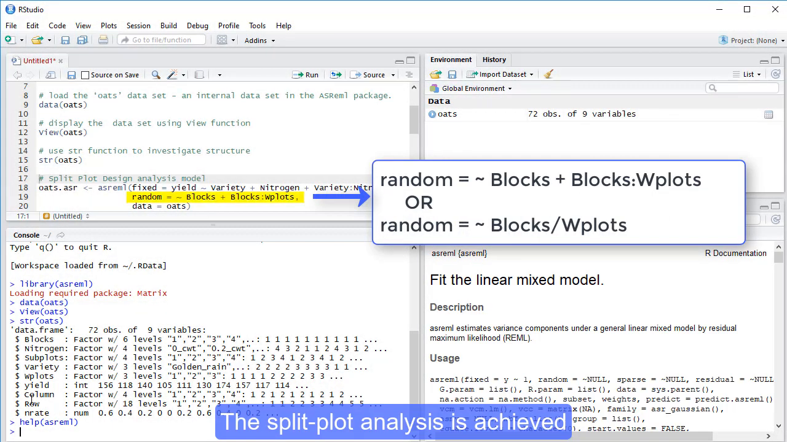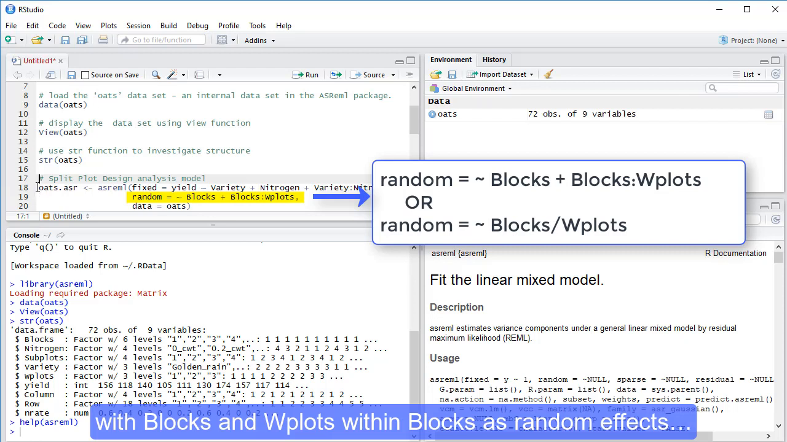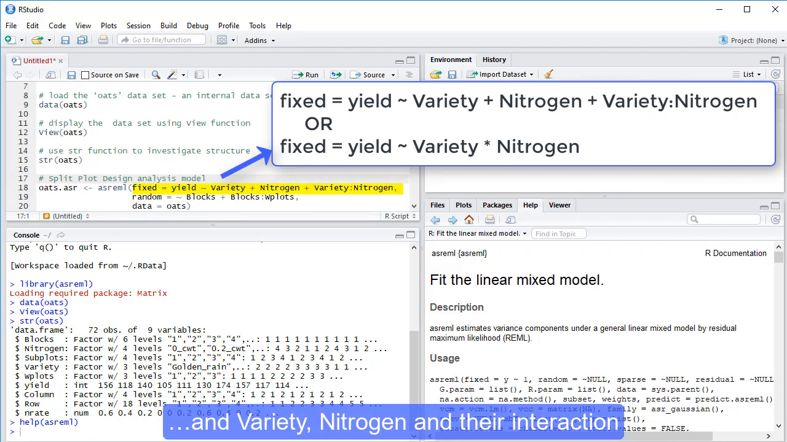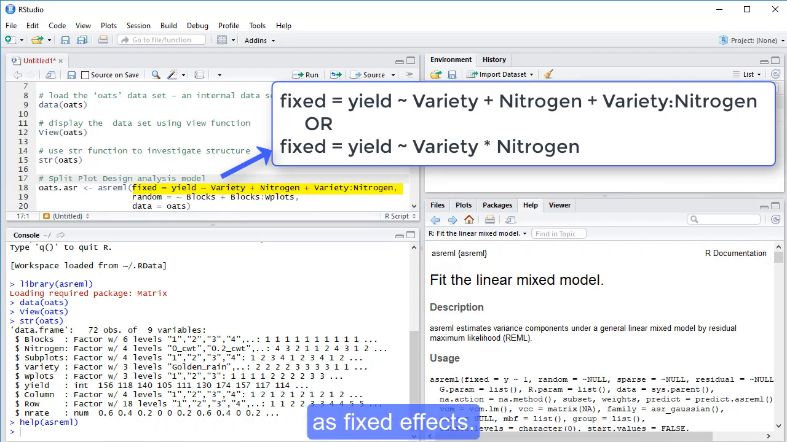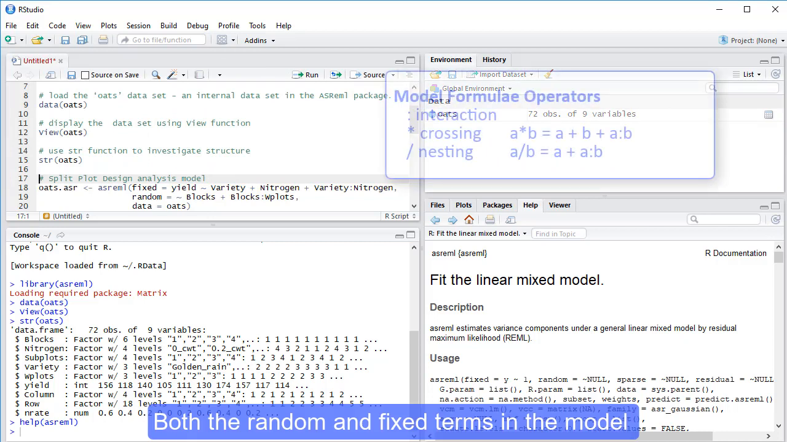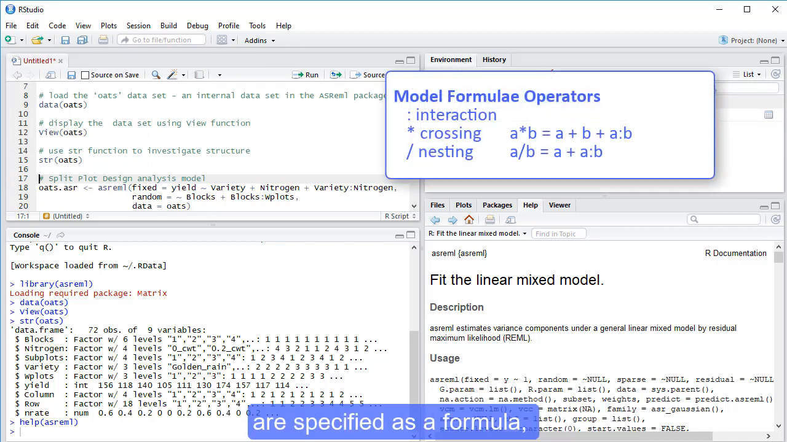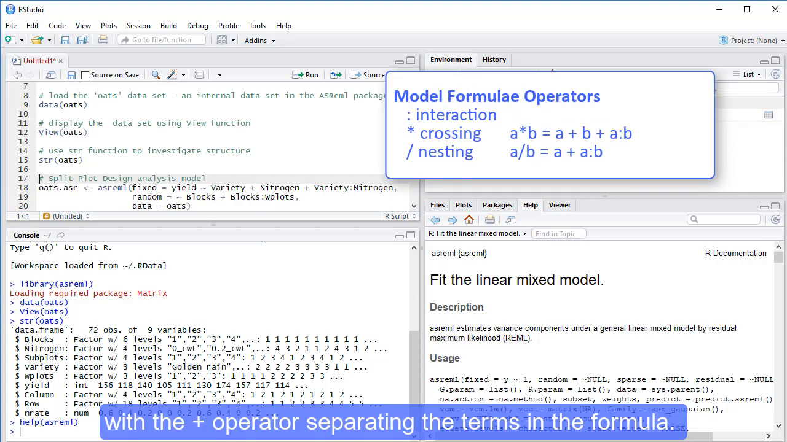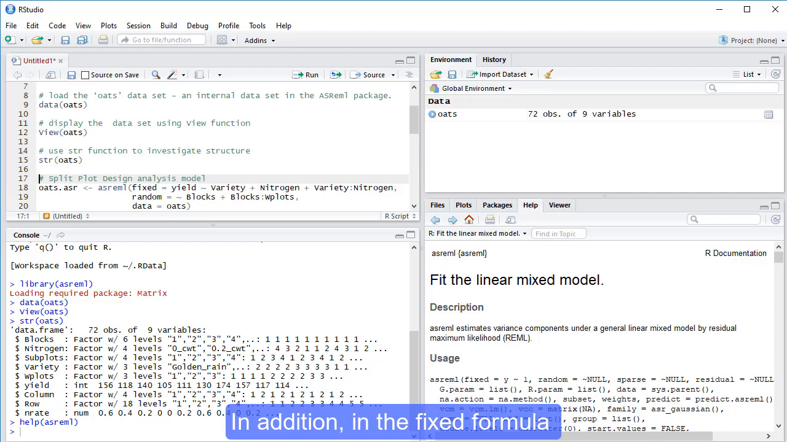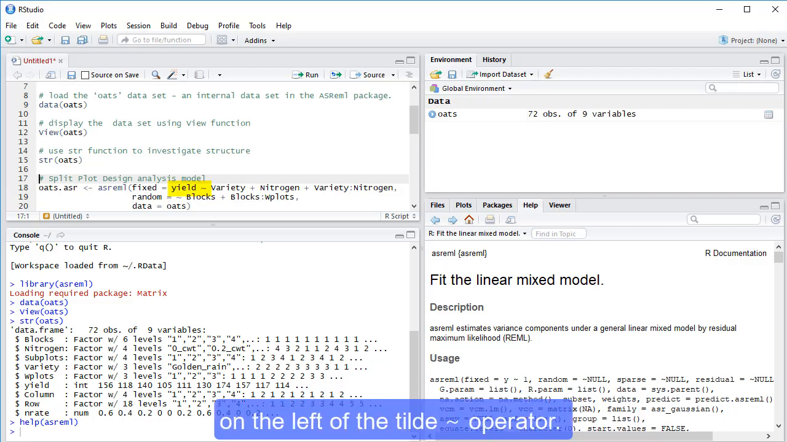The split plot analysis is achieved by fitting a linear mixed model with blocks and wplots within blocks as random effects, and variety, nitrogen and their interaction as fixed effects. Both the random and fixed terms in the model are specified as a formula, with the plus operator separating the terms in the formula. In addition, in the fixed formula, the response variate is specified on the left of the tilde operator.